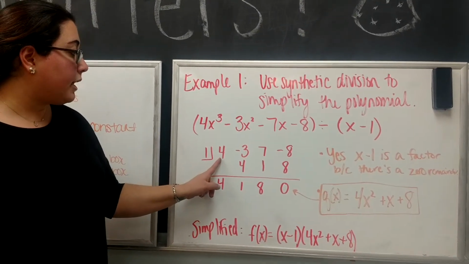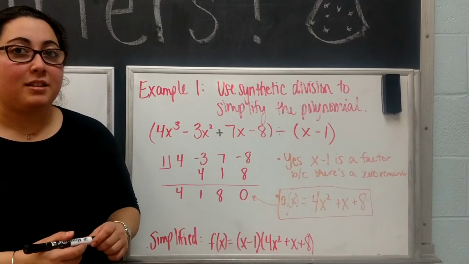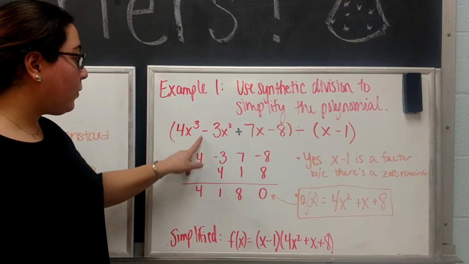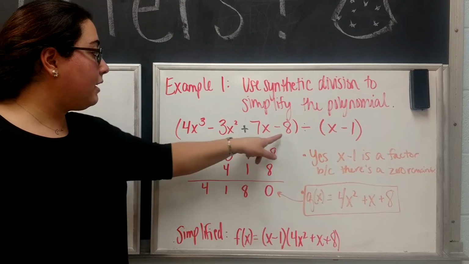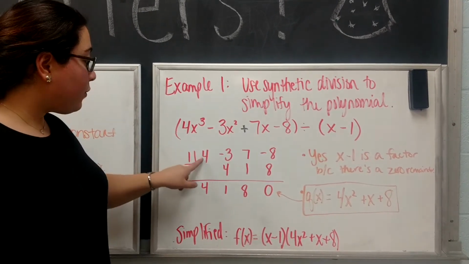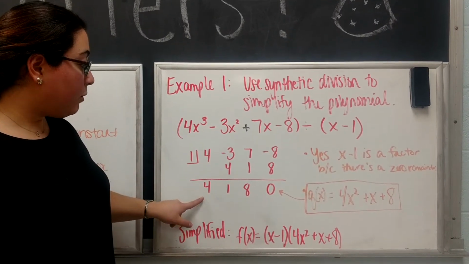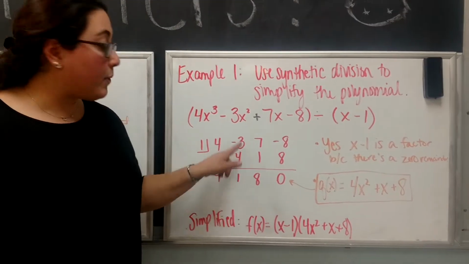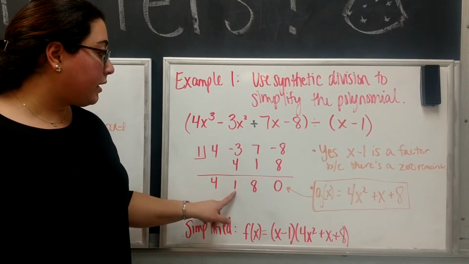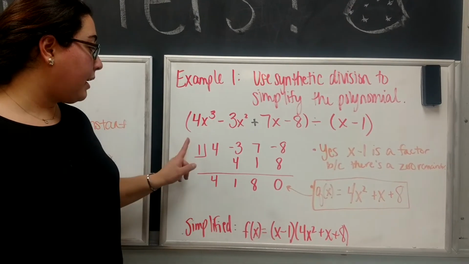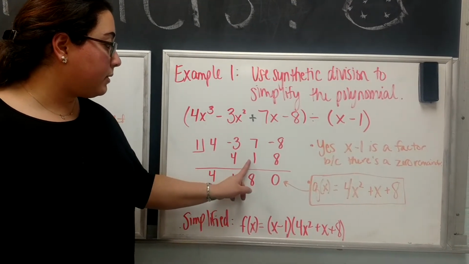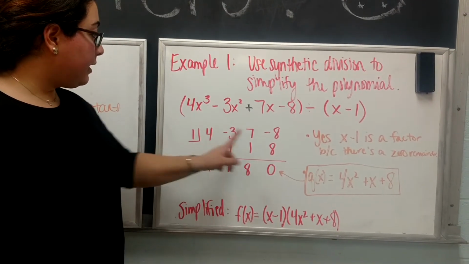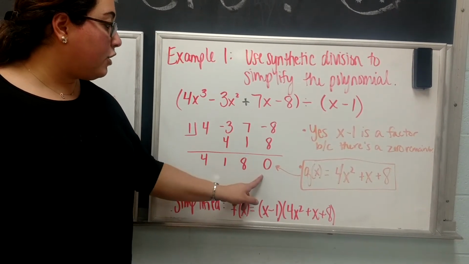From here you start at the beginning. You always bring down the first. Sorry, we realize that this should be a positive 7. So again, your coefficients are 4, negative 3, 7, and negative 8. So to start over, you bring down the 4, you multiply, 4 times 1 is 4, and that number goes here. Then we add. Negative 3 plus 4 is a positive 1. You multiply again, 1 times 1 is 1, so that goes here. You add again to get 8. 8 times 1 is 8. You add again, and you get 0.